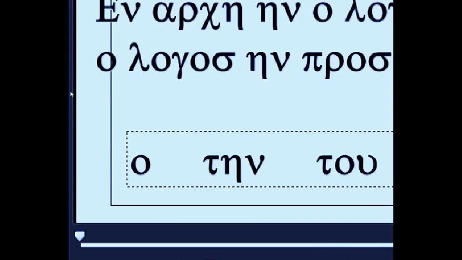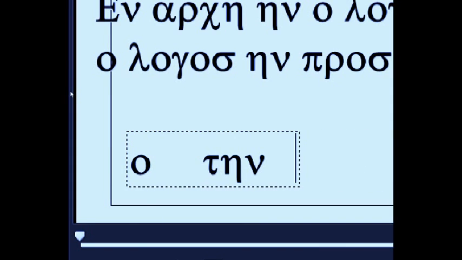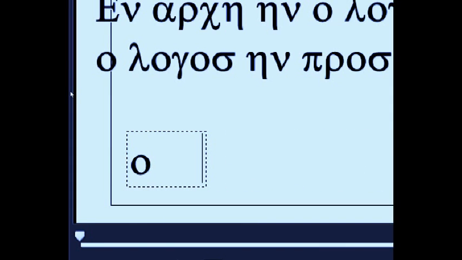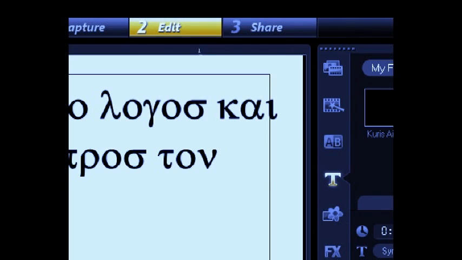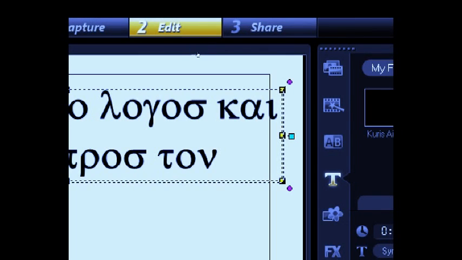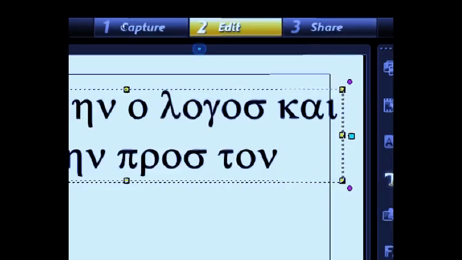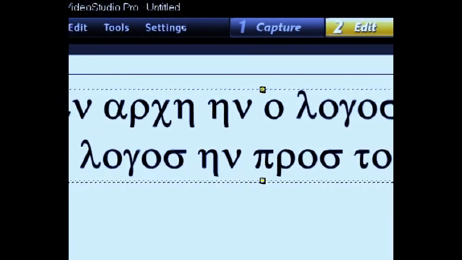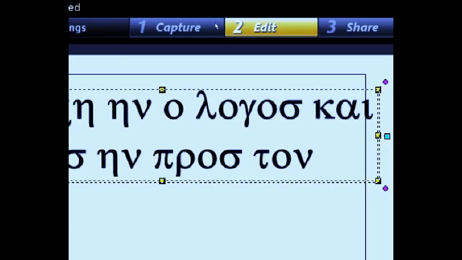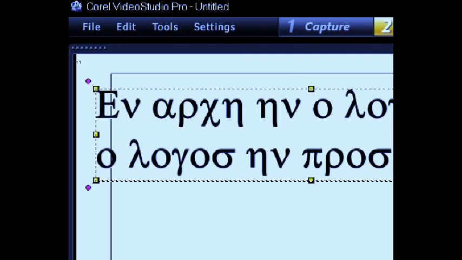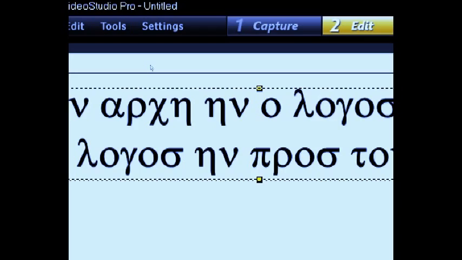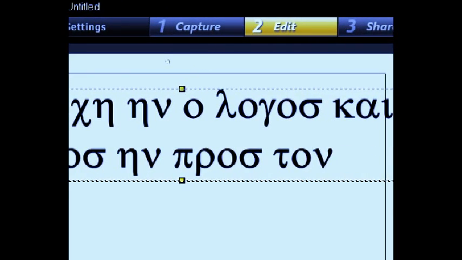Now, the reason why it's different is because in certain instances, they have to match the noun spelling. The spelling of the noun. Okay? And you're going to see that right now. So, you have ton, which means the. Okay, so far you have en arche ein ho logos, in beginning was the logos, and the Greek word kai ho logos, the word was, or ein over here, ein pros, with.